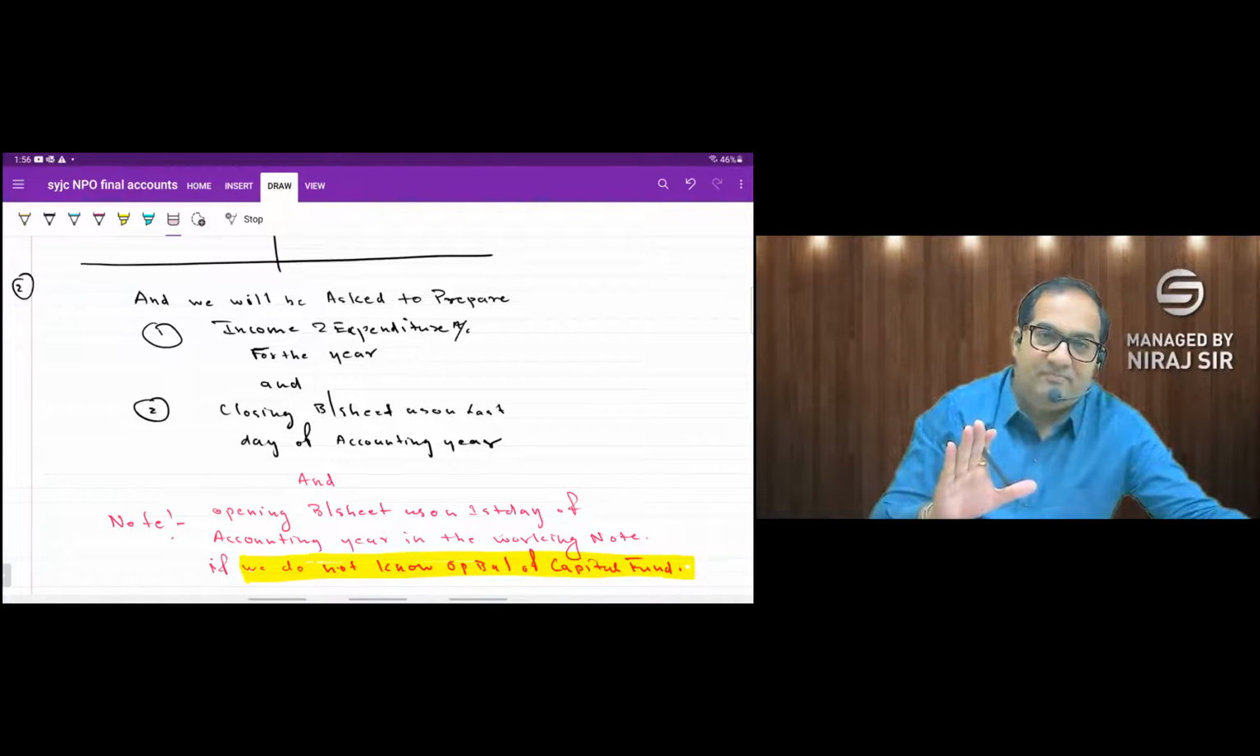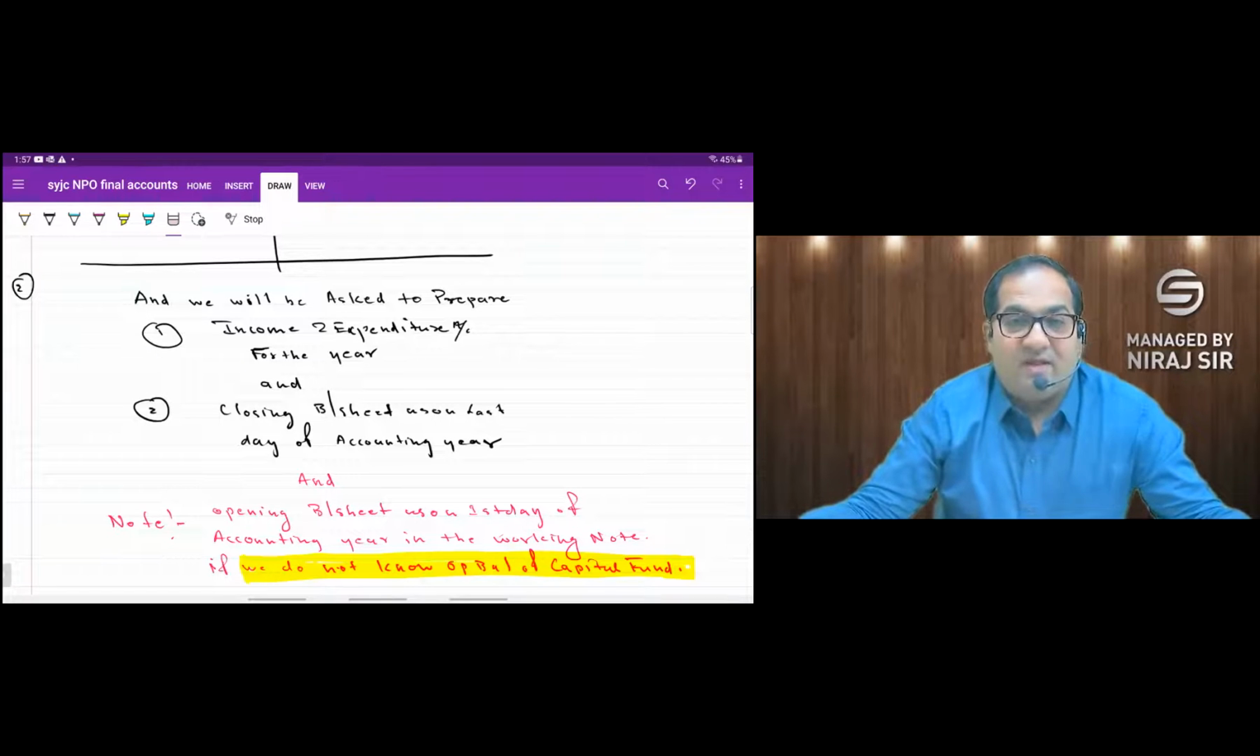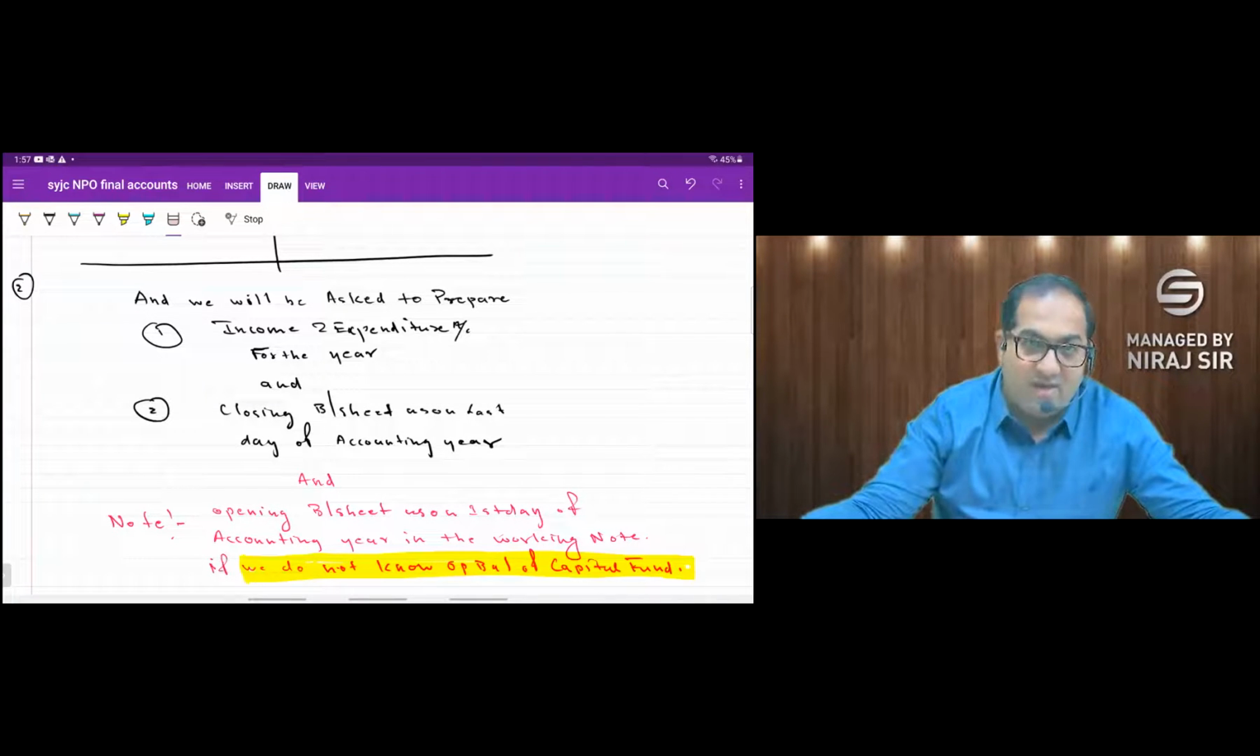So there are three things that you may have to prepare. Income and expenditure account, 1. Closing balance sheet, 2. And if the opening balance of capital fund is not given, then we'll also prepare the opening balance sheet in the working note to get the opening balance of capital fund as a balancing figure. That is 3. However, if the opening balance sheet is already given, or in the adjustments you are given the opening balance of capital fund, then we will never ever prepare last year's balance sheet, that is the opening balance sheet, in the working. Am I very loud and clear? Okay.